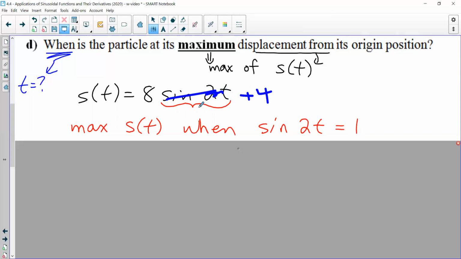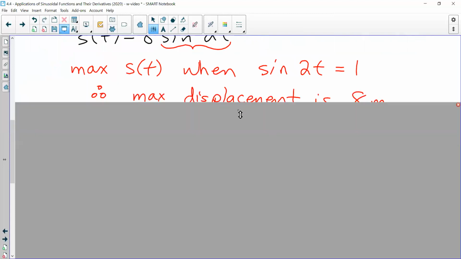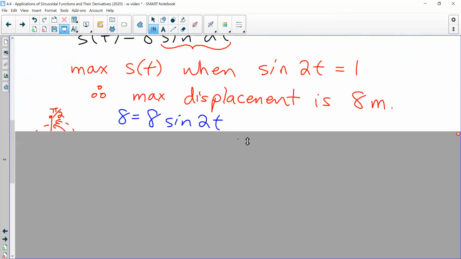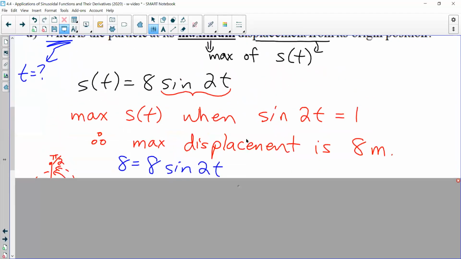Leave that in there for a second. So 8 times 1 will give you 8 plus 4, 12. So again, using a graphical technique could also get this maximum value that you're looking for, or just some simple logic, which is going on here. So your maximum displacement has to be 8 meters. Okay. So that's the actual maximum displacement.